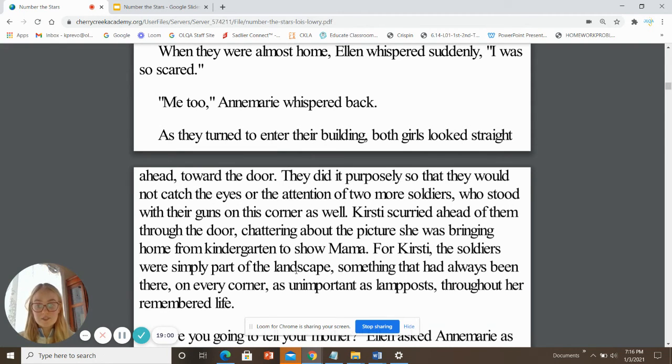So notice how Kirsty has always remembered Germany and German soldiers taking over Denmark. So she has not known life without that. However, the other girls, we have Ellen and Anne-Marie, they know that their life has changed suddenly because of the German soldiers taking over Denmark.